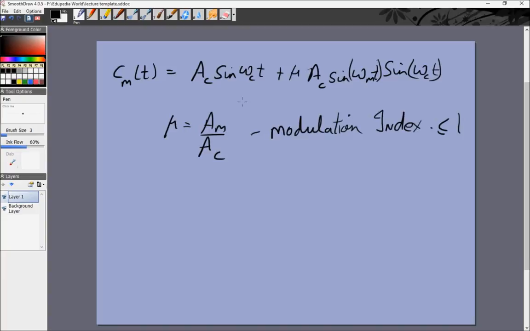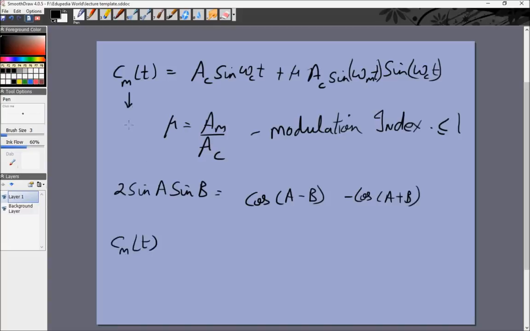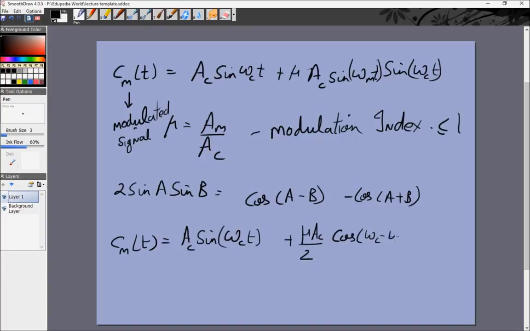So, using the standard trigonometric relation, 2 sine A sine B, I'm sure you've learned these in maths, is equal to cos of A minus B minus cos of A plus B, we can write CMT. Remember, CMT is not the carrier wave, that was C of T. This is the modulated signal. And it can be written as AC sine of omega CT plus mu AC by 2 cos of omega C minus omega MT minus mu AC by 2 cos of omega C plus omega MT.